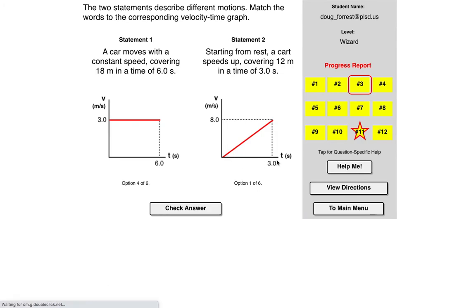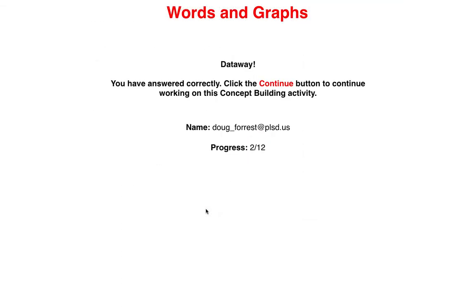So I think that's it. 1/2 times 8 times 3 is 12 meters. So let's check and Data Away. So that's how you go and do those.